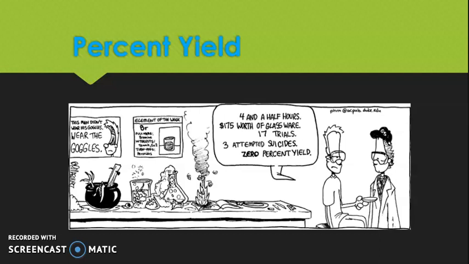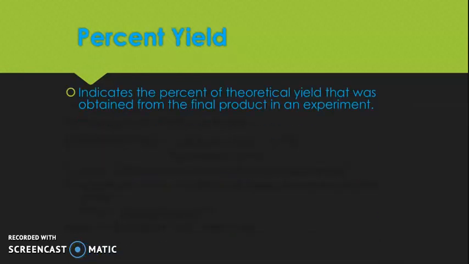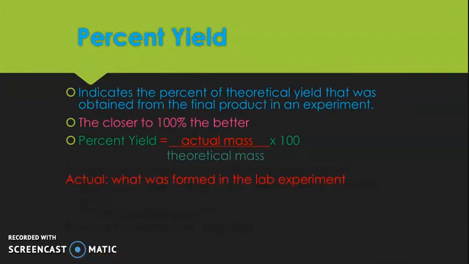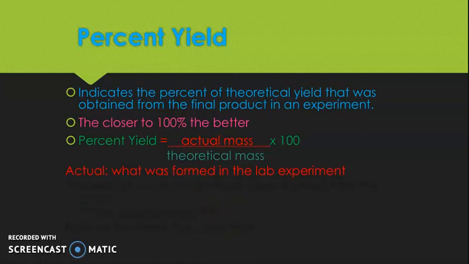Because what you'll do is take how much you got when you did the experiment, divide it by how much you should have got when you did your calculations, and figure out a percentage. So percent yield is something we can use to look at how efficient and effective we are when we're doing these specific things in the lab setting. Percent yield indicates the percent of theoretical yield, what you should have gotten in an experiment, and what you actually got in the experiment.